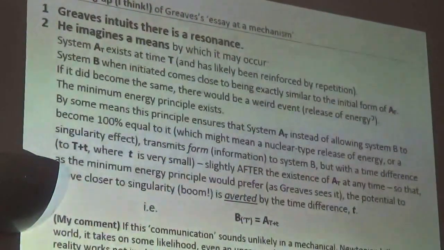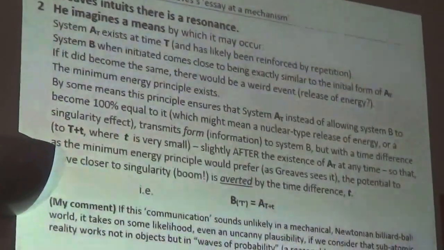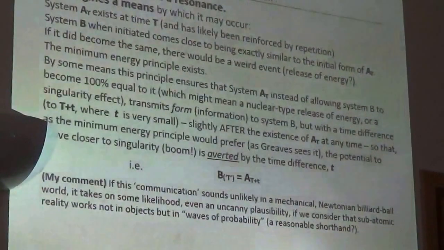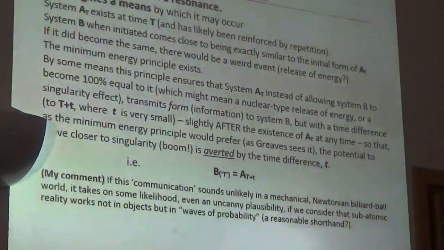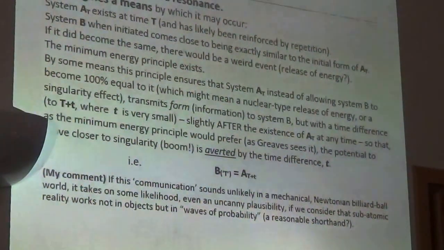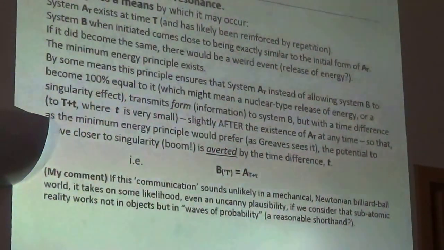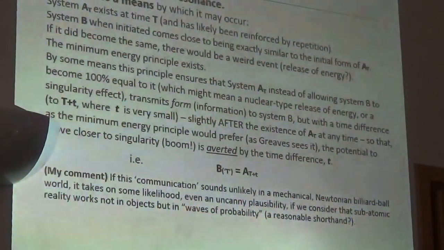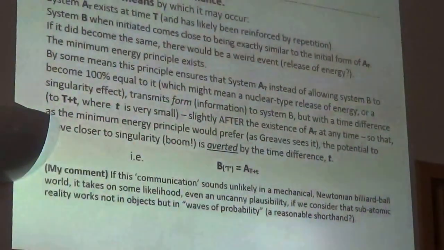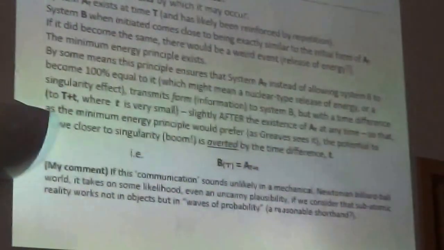System A at time t exists at time t and has likely been reinforced by repetition anyway. System B, when it started, comes close to being exactly similar to the initial form of A at t. If it did become the same, there would be a weird event. The minimum energy principle exists. By some means, this principle ensures that system A at t, instead of allowing system B to become 100% equal to it, which might mean a nuclear explosion as a result of singularity, it transmits the form and the information into system B while it's in motion, but with a tiny time difference. It's imitating what my thing yesterday was, small t later.